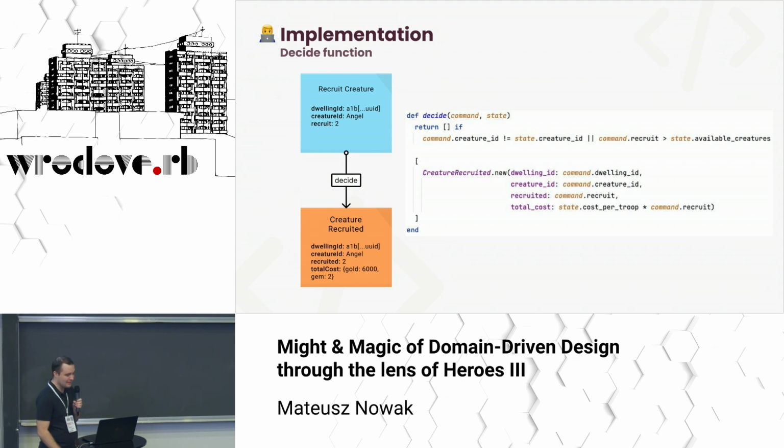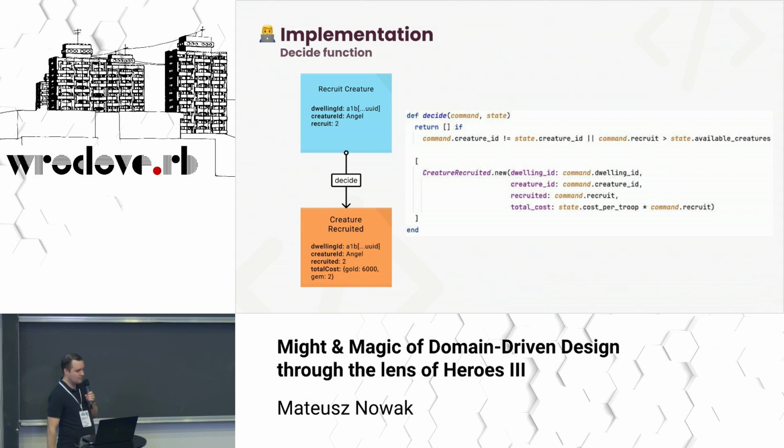And about the code. Yes, in the decide function, we have two parameters. First is a command, and the second one is the state. And first we assert the business rule. So we check if the creature is one which we can recruit in the dwelling, in this case the angel. And we also check if we are trying to recruit more than is available. In this case, we return an empty list. If we pass all those business rule checks, we return a list with our business events. In this case, just one: creature recruited.